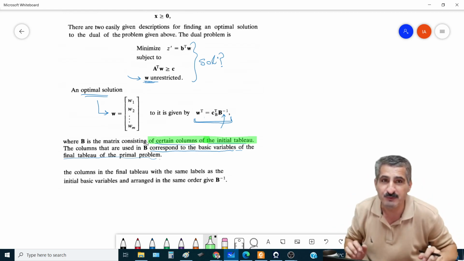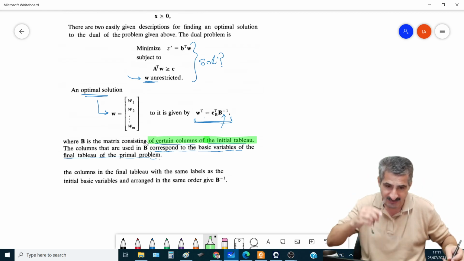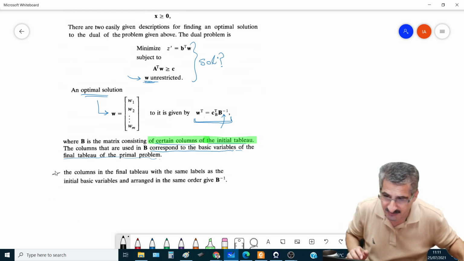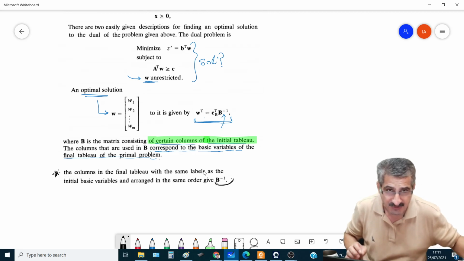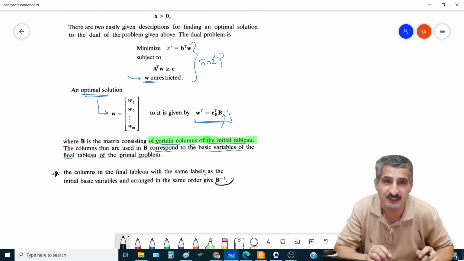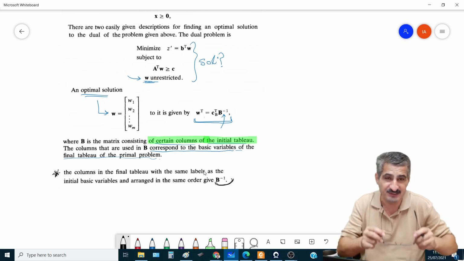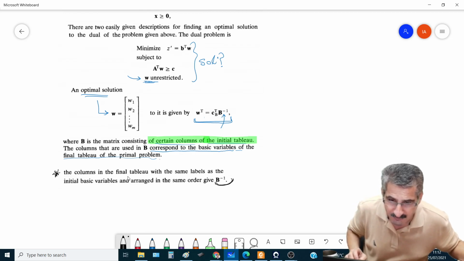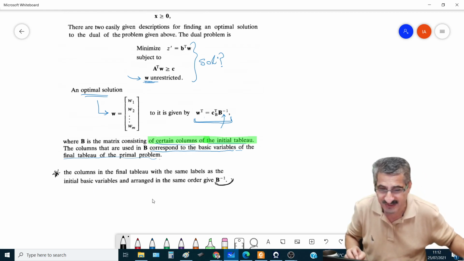And then you compute B inverse. But now this second sentence here helps you very much. It tells you how to obtain B inverse without even having B. Oh, this is good, interesting. So how does that happen? Okay, the columns in the final table with the same labels as the initial basic variables and arranged in the same order.